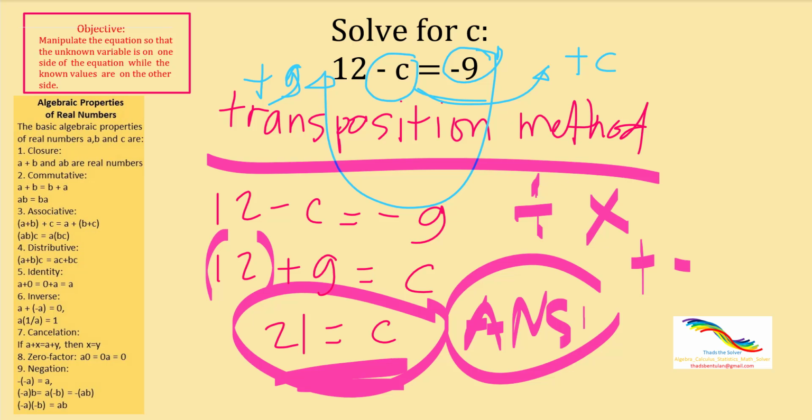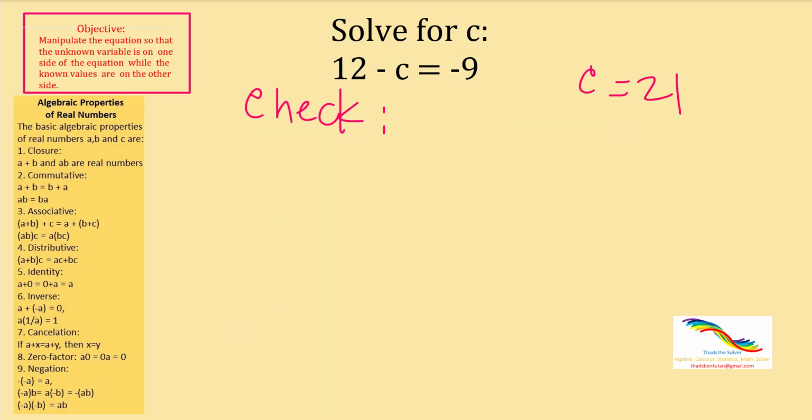Okay, now we have the answer already, but we need to check as part of our standard procedure. We do some checking. Alright, so let's do the cross-checking. The checking process is just simply substituting the value of c into the original equation and then trying to prove whether or not the equation is maintained. Okay, so let's proceed now.